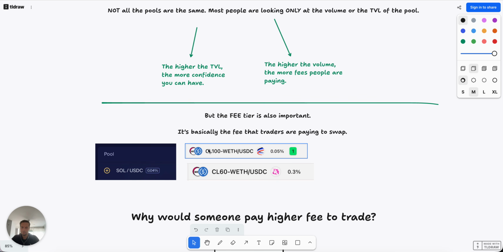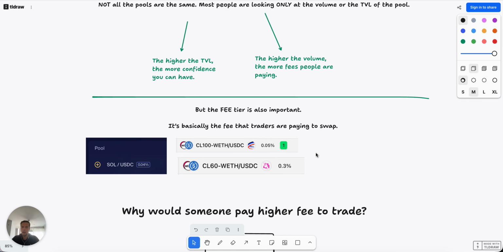And then we have 2 examples of the same assets but 2 different fee tiers. Right here we have ETH USDC on Aerodrome with a 0.05% fee tier, and then we have an ETH USDC pool on Uniswap with 0.3%, which is way higher.